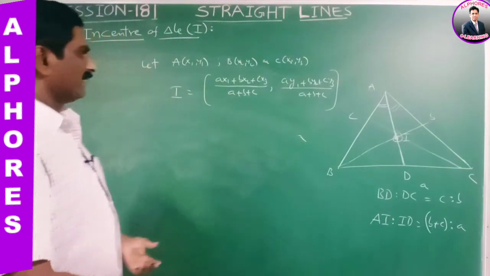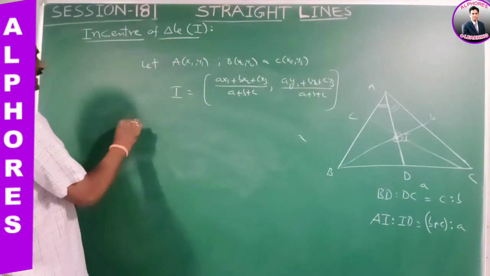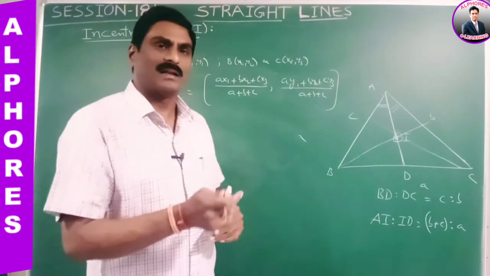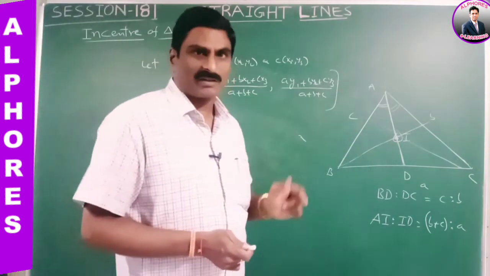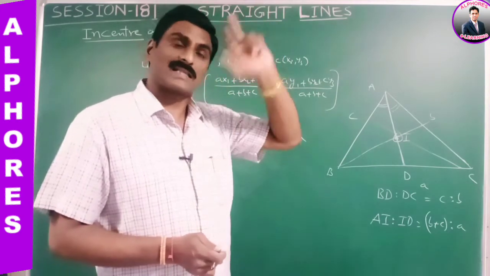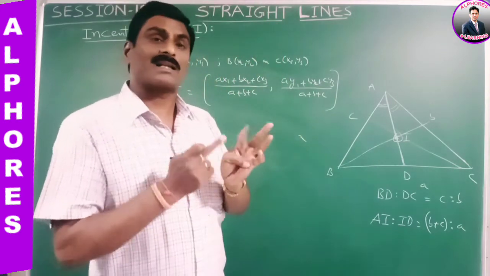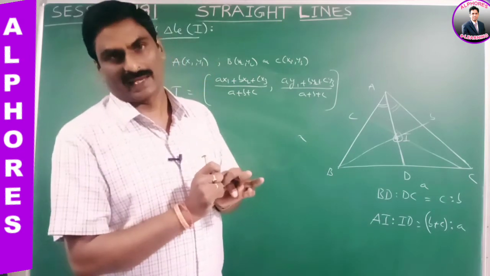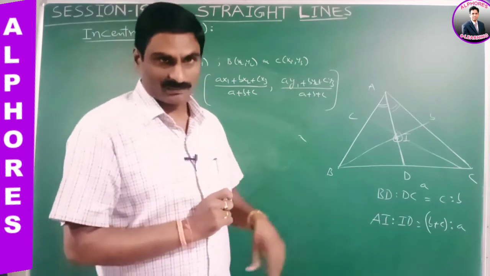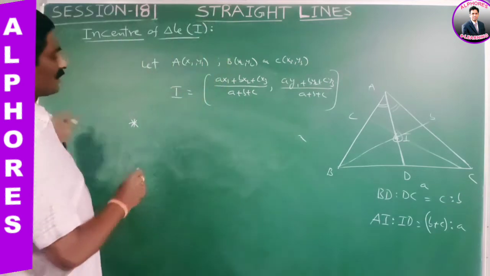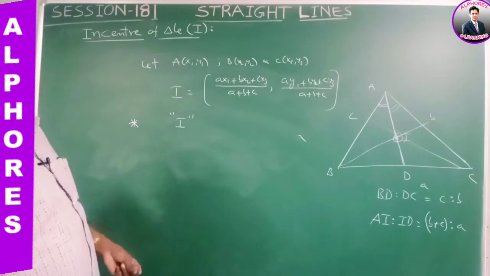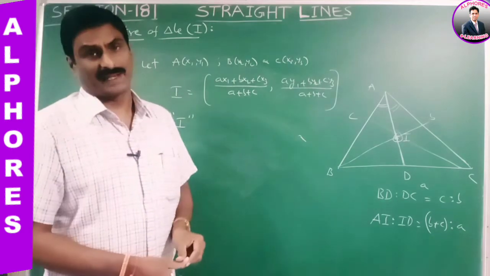Here the incenter always lies inside of the triangle, whether it is acute, obtuse or right angled, any triangle. Similarly, the centroid also lies inside of the triangle. But the orthocenter and circumcenter lie inside, outside or on the side of the triangle. Please observe the difference between these. The incenter I always lies inside of the triangle.